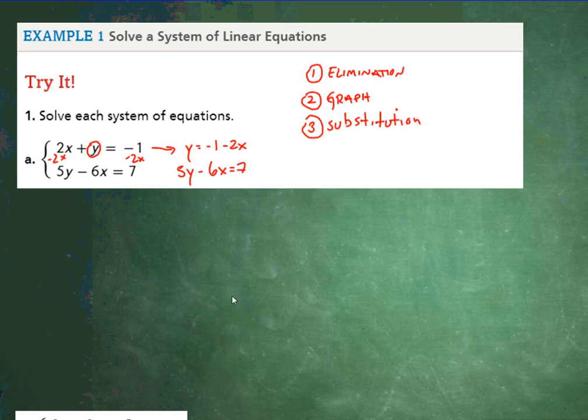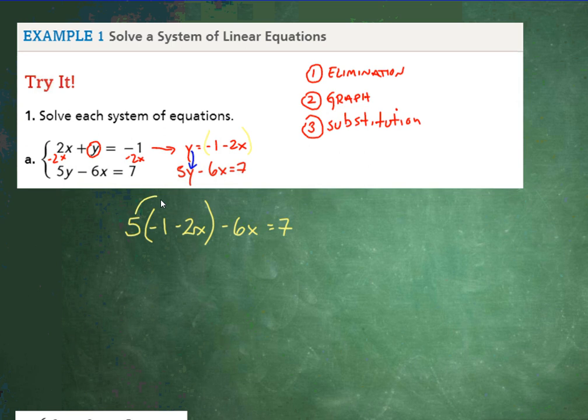Let me rewrite that just a little bit closer. I'm going to take this y and plug it in for this y. Substitute in. So what I'm really going to get is 5 times, instead of y, I'm going to write -1 minus 2x. That is what y equals. And minus 6x equals 7. This is the bottom equation with the top equation plugged into it.